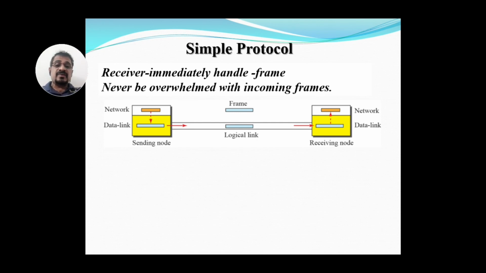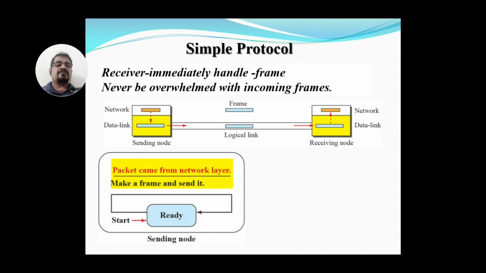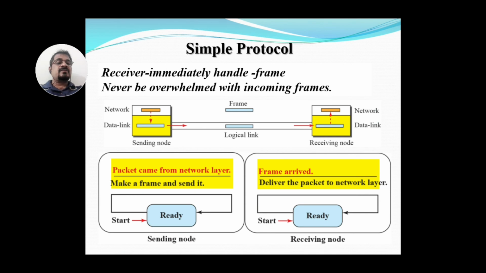Now let us explain with a finite state machine diagram. On the sending side, the packet comes from the network layer. What is the major function here in the data link layer? First it has to make a frame, and then it starts sending it. Once it makes the frame, it keeps on sending frames to the receiver side. At the receiver side, once a frame is received, the packet is delivered to the network layer. This is how the simple protocol works.